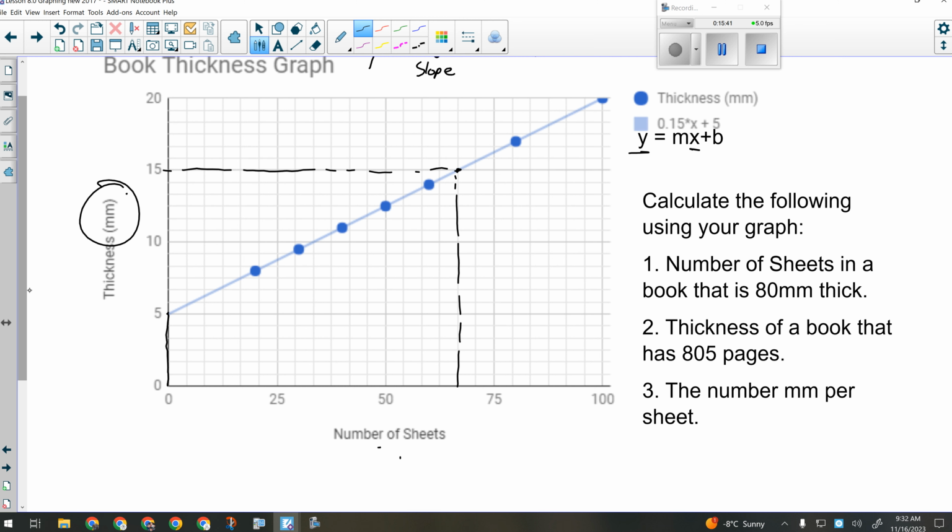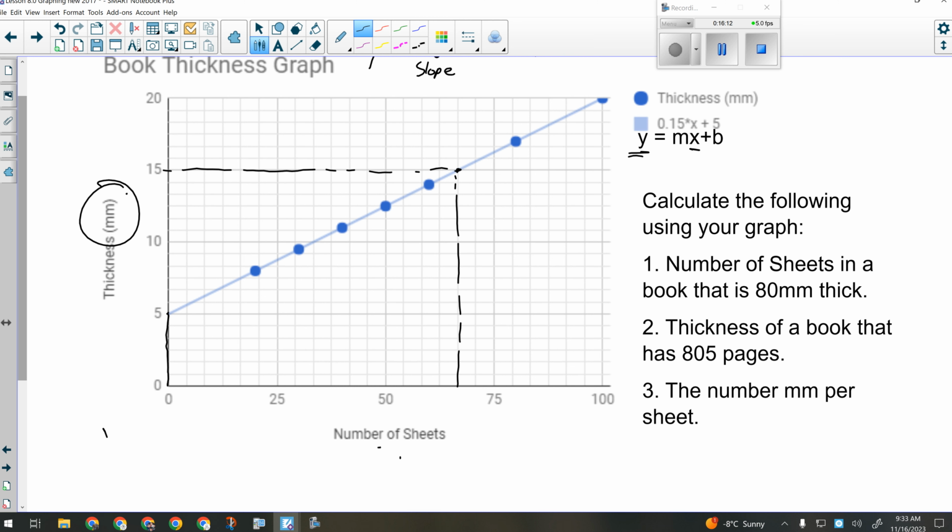Y. What's on the y-axis? Millimeters. Okay, so if they tell me 80 millimeters, they've just told me what y is. Calculate x when y is 80. That's what they're asking me to do. According to my graph, if I know that y is 80, and I know that m is 0.15, and I know that b is 5, can I solve for x? Do I have to do a little bit of algebra? Okay, let's look at the algebra then.